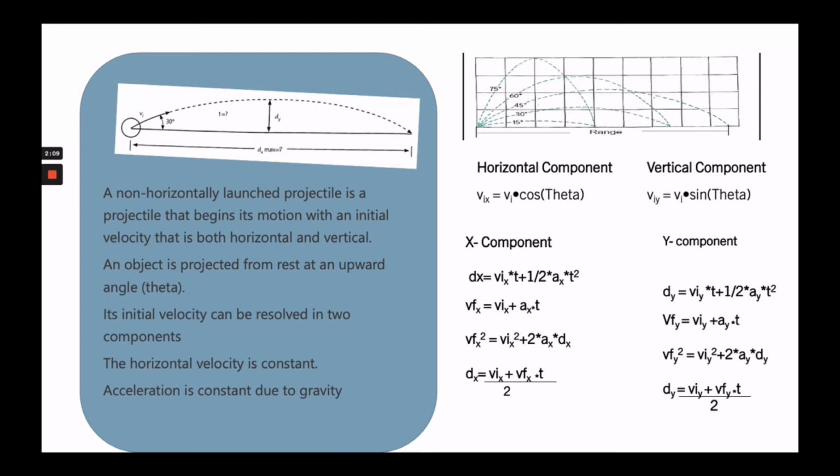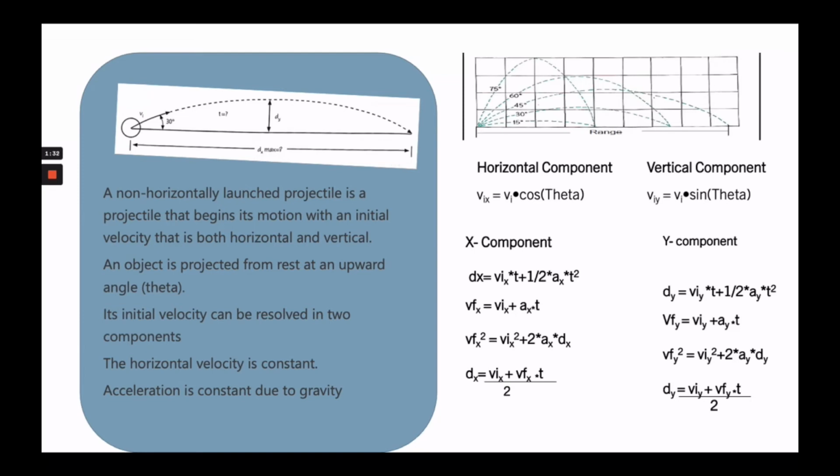That means that a non-horizontally launched projectile is different from a horizontally launched projectile. This is because for a horizontally launched projectile, our initial velocity is for the horizontal motion only, and it doesn't include the vertical motion. However, in the non-horizontally launched projectile, our initial velocity is for both horizontal and vertical motion. Let's go deeper with that concept later on.